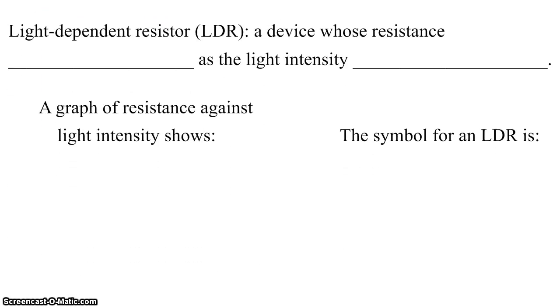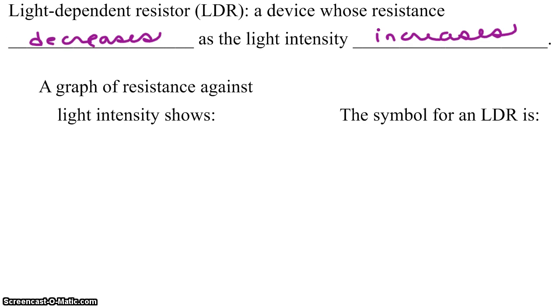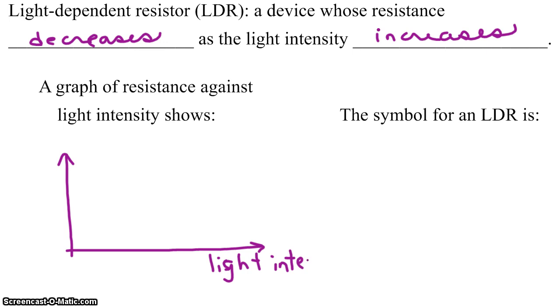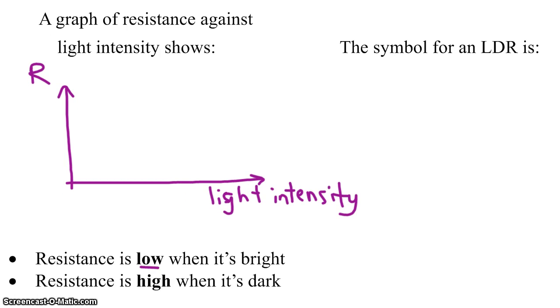The next one, the second and only other one that we'll see, is a light-dependent resistor. That's a device whose resistance decreases as the light intensity increases. So we can make a nearly identical graph. Here's the temperature. I'm sorry, not temperature anymore. On the x-axis is light intensity. And on the y-axis is resistance. The resistance is low when it's bright, and the resistance is high when it's dark. Okay?